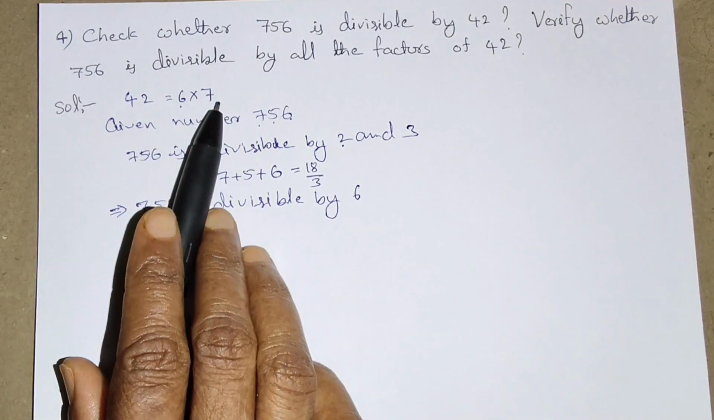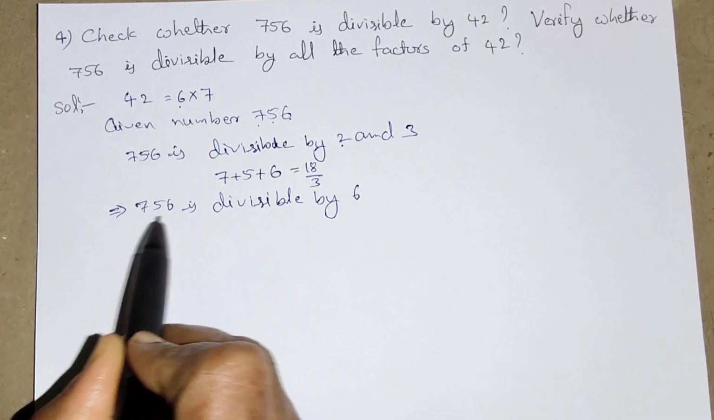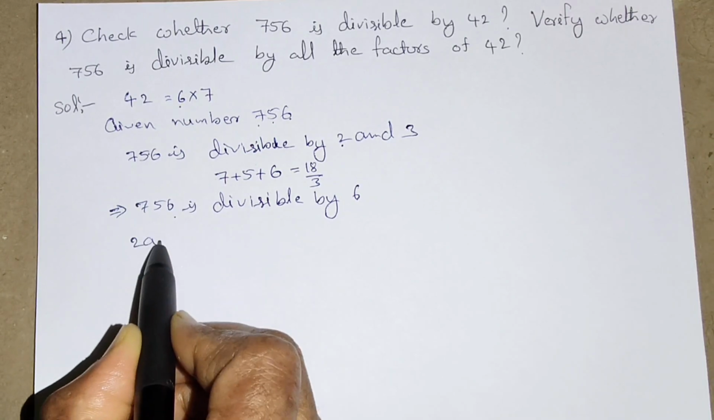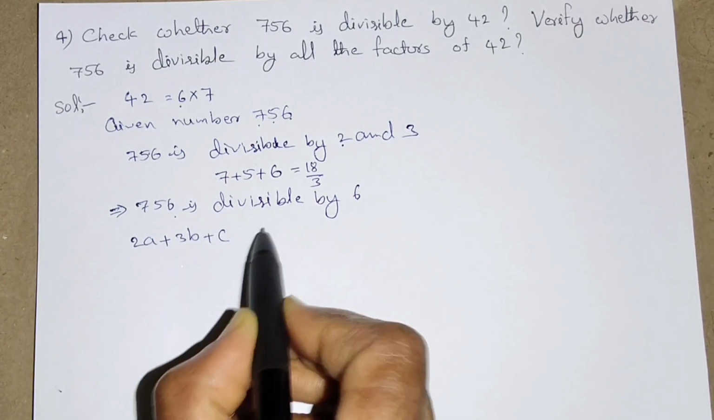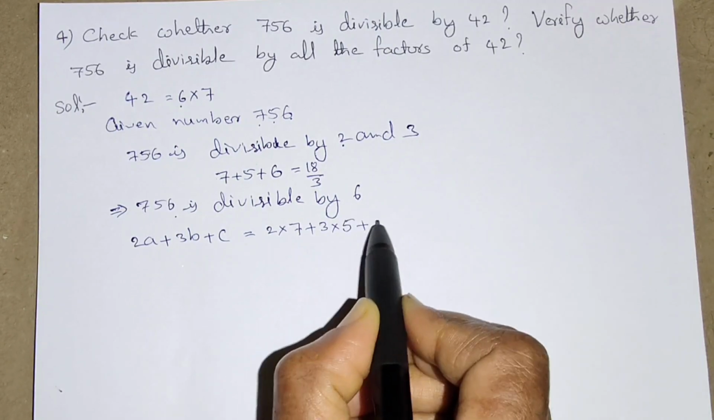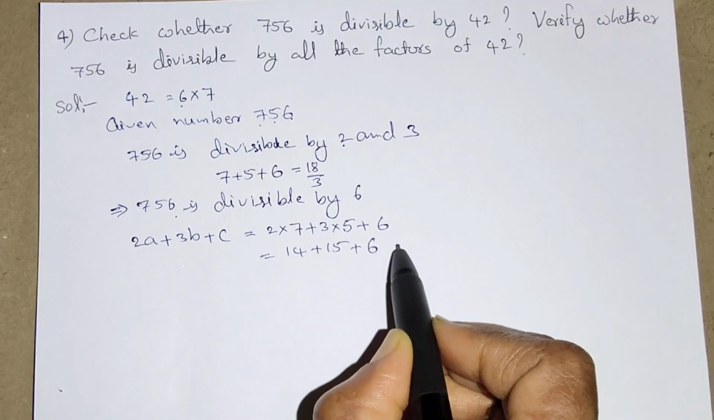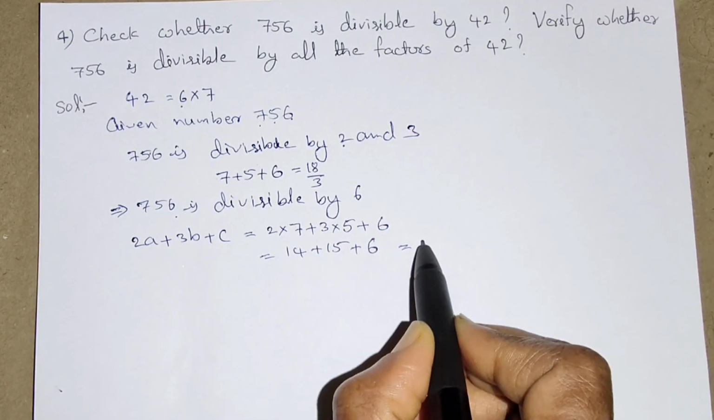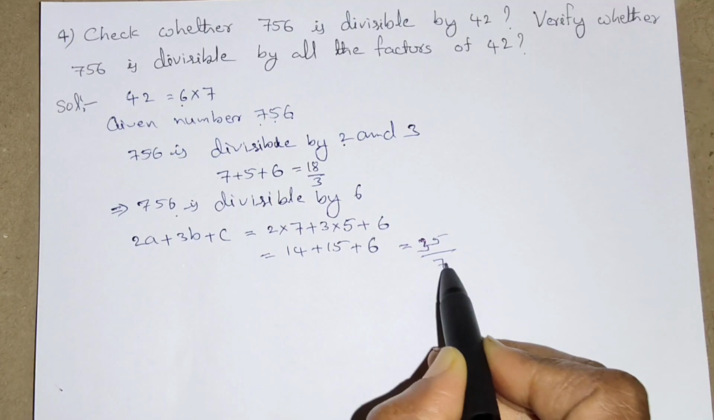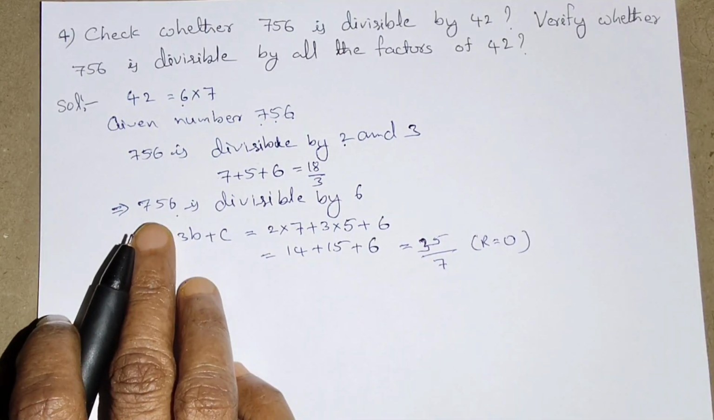Now next we check the divisibility rule by 7. This is a 3-digit number, so the rule is 2a plus 3b plus c, which equals 2 into 7 plus 3 into 5 plus 6. So 14 plus 15 plus 6 equals 35. Here 35 is divisible by 7, the remainder is 0, so this number is divisible by 7.